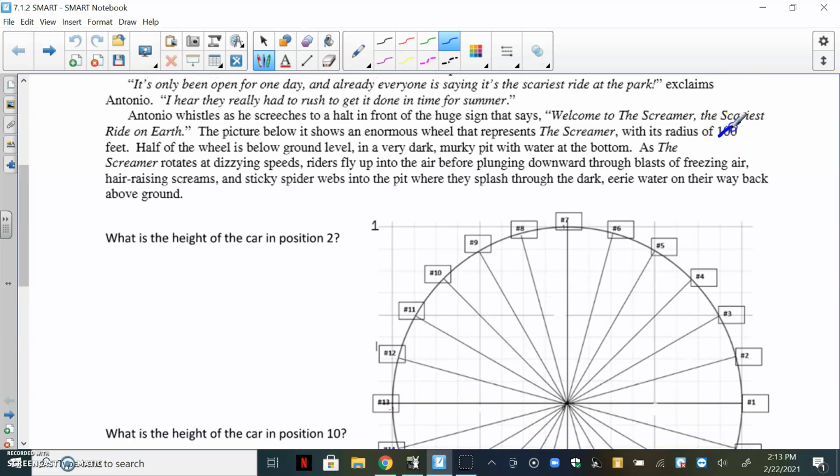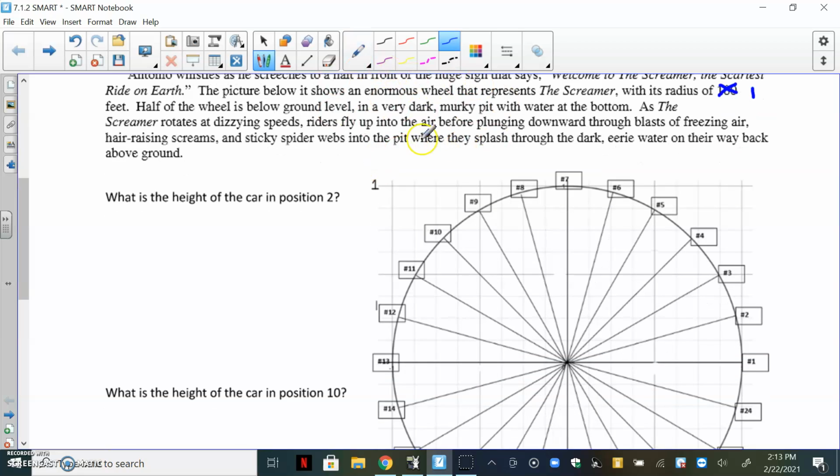change that to a radius of 1 to make our lives easier. It'll make more sense later on why we did that, but for now we're just going to go ahead and go with the radius of 1. So the bottom half of the wheel is in these dark, murky waters with spider webs and stuff.